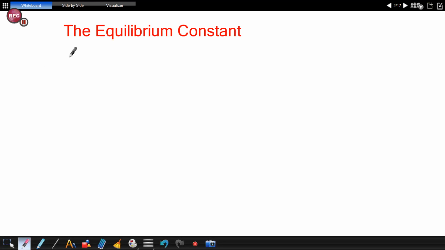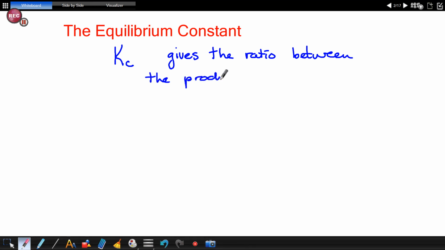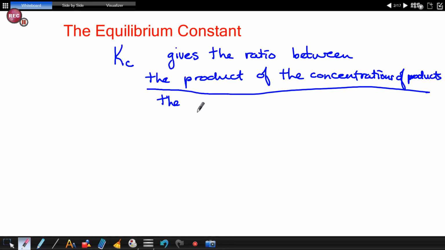The equilibrium constant, as you can see there, the symbol is Kc, and it gives the ratio between the product of the concentrations of products to the product of concentrations of reactants. So this is the first thing.